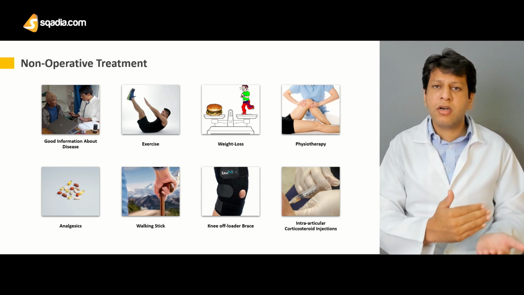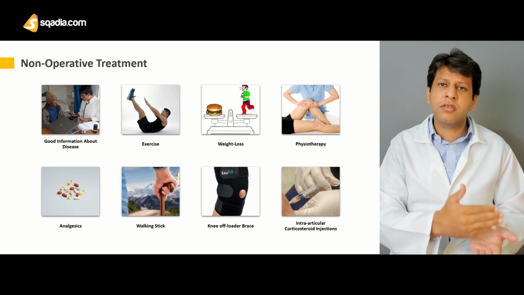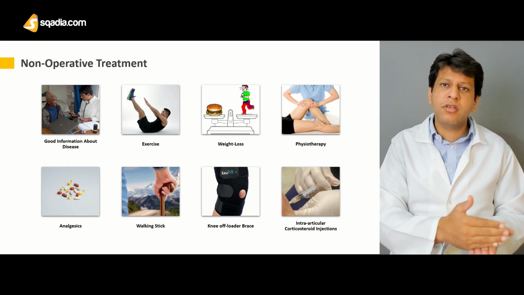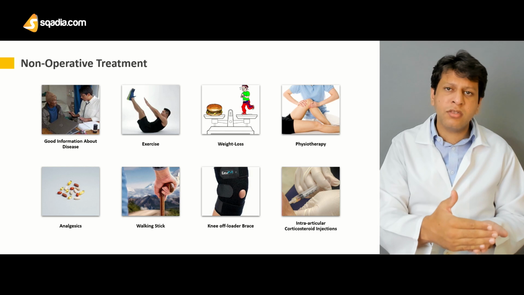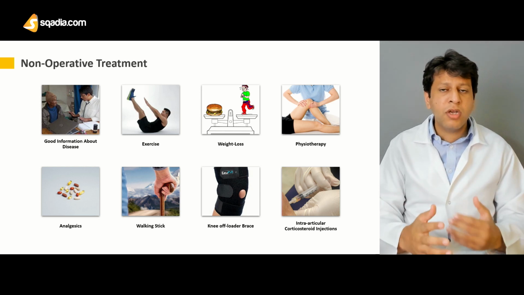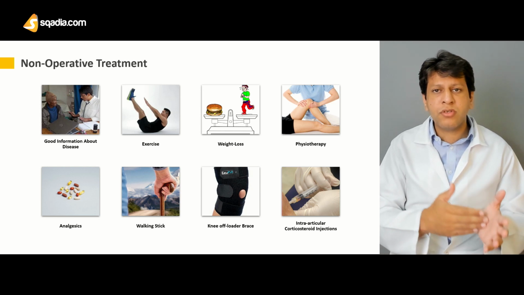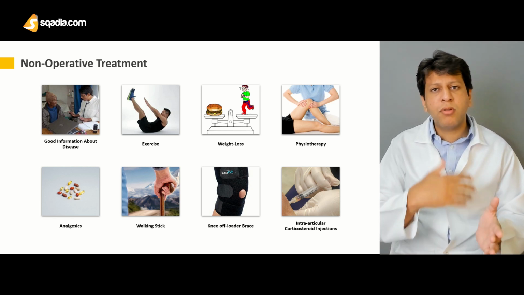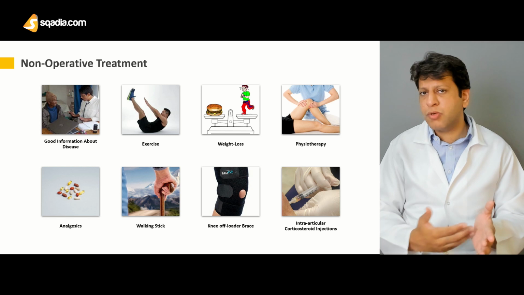For example, starting from the NSAIDs, exercise and physiotherapy, and if that doesn't work, they go for an intra-articular steroid injection. Now, the steroid injections do work, but what happens is, for example, if the first injection was given today, probably the patient would come again after 6 months to 1 year's time.